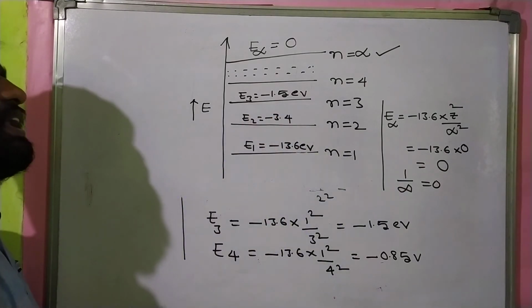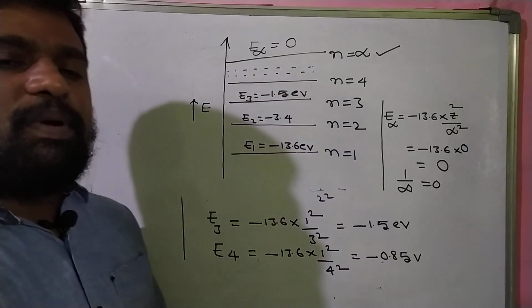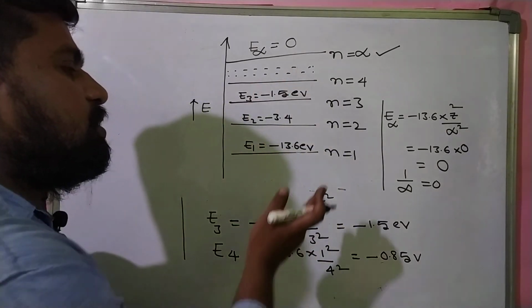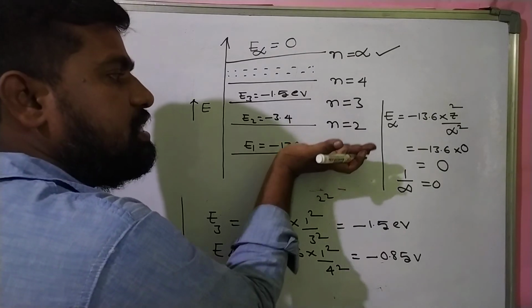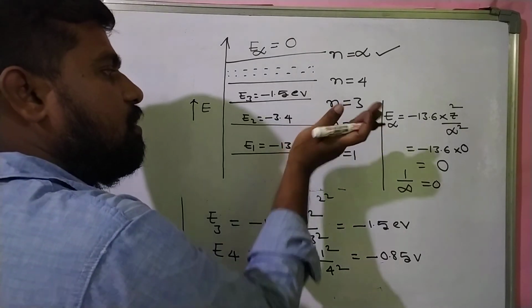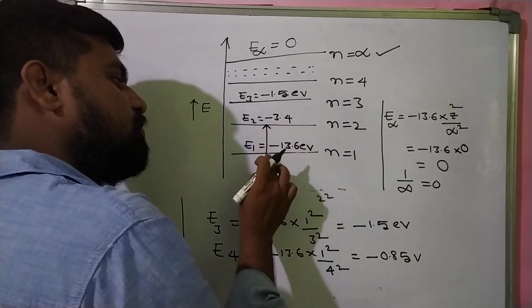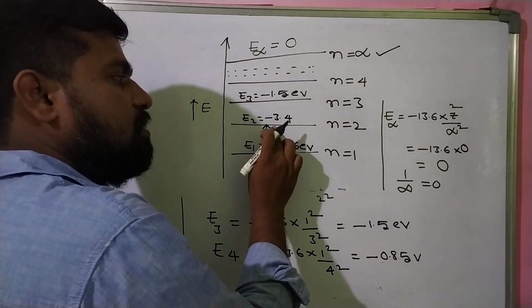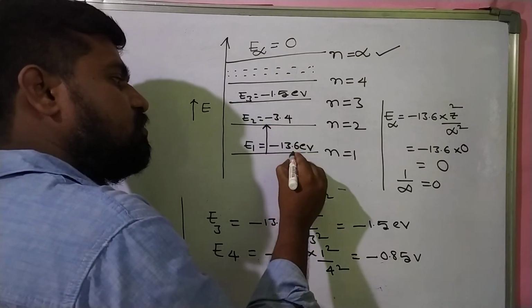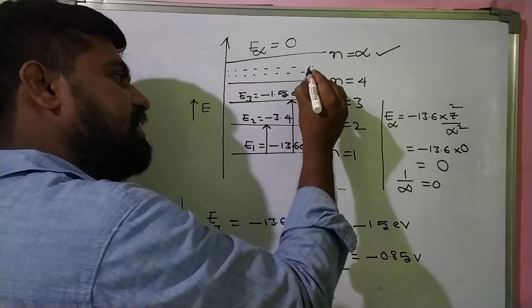So this is called energy profile diagram. Means this is the ground state. This is the first excited state. For example, if electron is excited from first orbit to second orbit, first excited state. So this is the second excited state. It is the third excited state. Understanding?